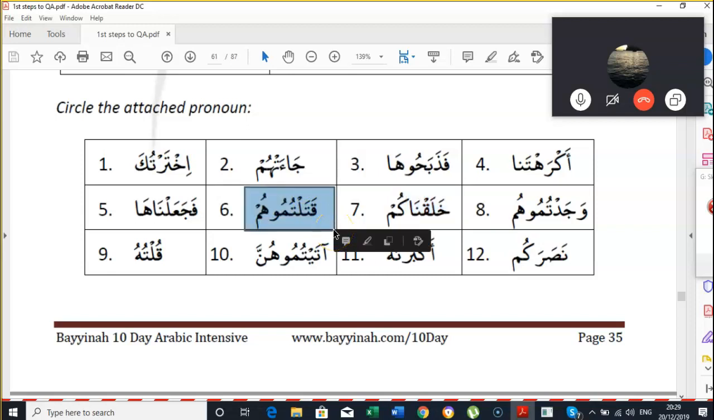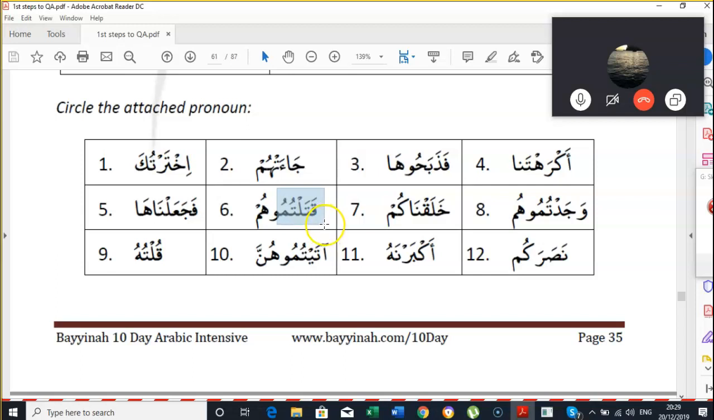قتلتموهم. Take away whom, okay. Yeah, the waw is smooth, okay. So qataltum, which is to kill, to murder.